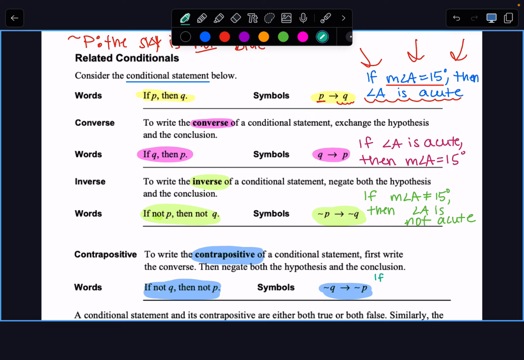Okay. So if angle A is not acute, then the measure of angle A is not 15 degrees.